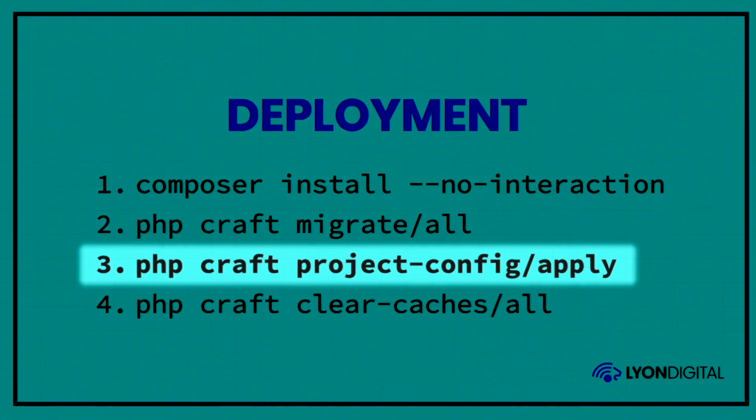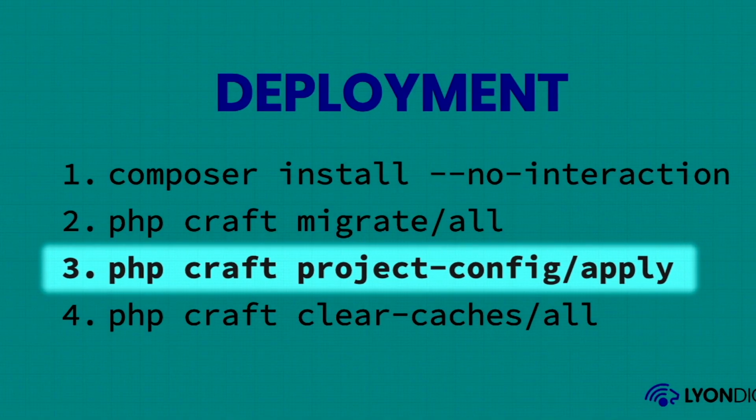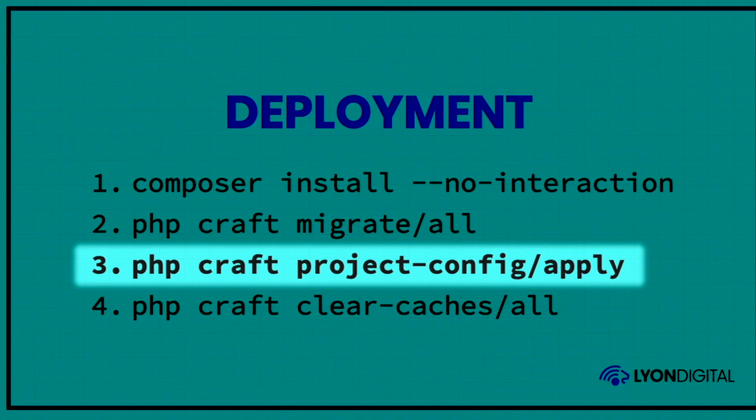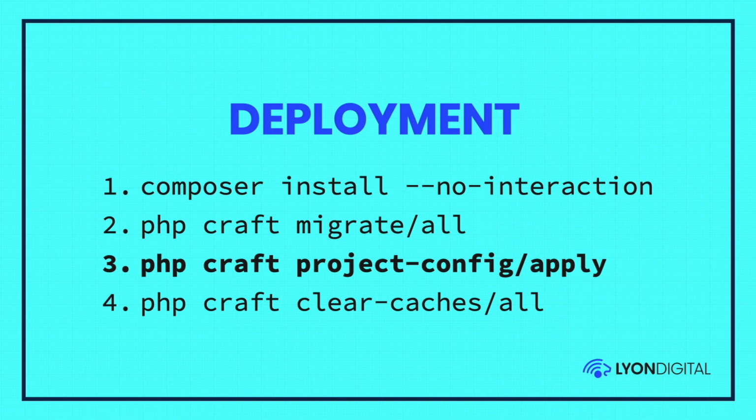The third command is project-config/apply. This used to be called something else, but there's a number of console commands. Apply is going to read what's on your file system in your project config directory and compare it against what's in the database. And it is going to apply those changes to your database. And last but not least, you can clear your caches. That's usually a good idea just so you get kind of a fresh start there. Depending on your scenario and your hosting and how you have everything set up, you may selectively clear some caches or not.